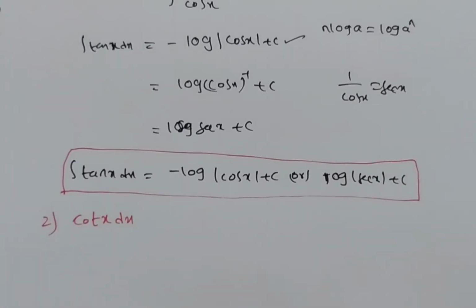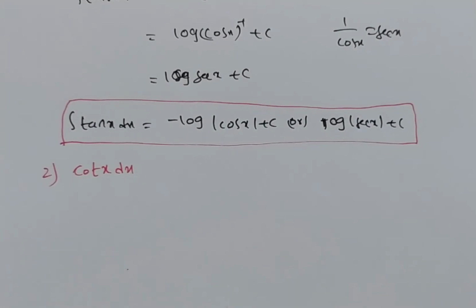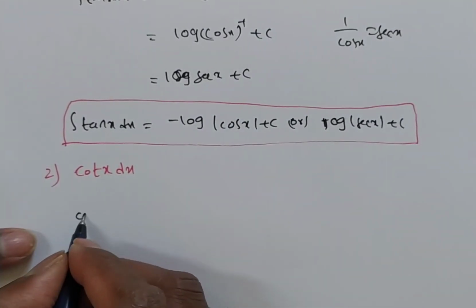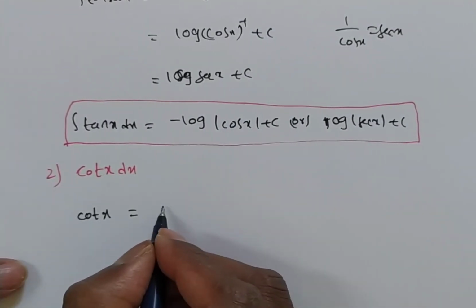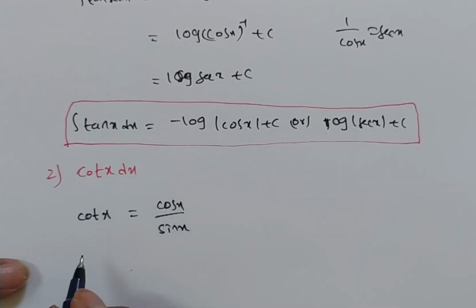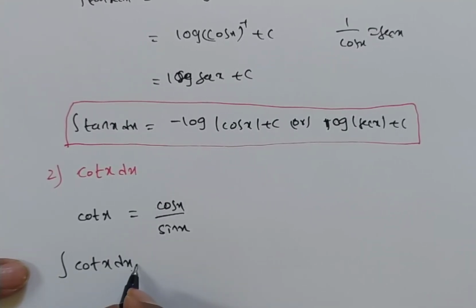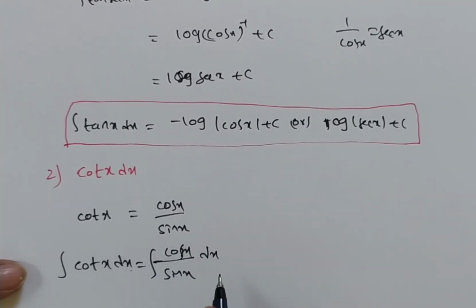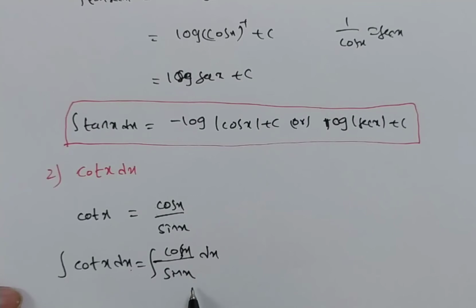Now we are discussing the integral of cot x. Generally, cot x you can write as cos x by sin x. Now you apply integration on both sides. Then the integral of cot x dx is equal to the integral of cos x by sin x dx. Now you observe it is in u by v form. But in integration, you don't have a u by v form.